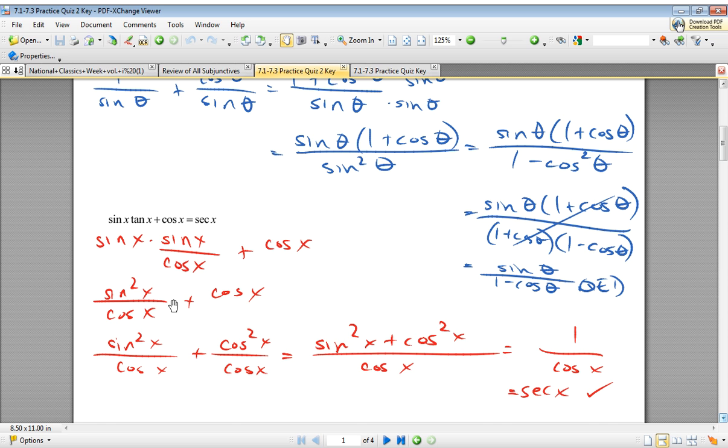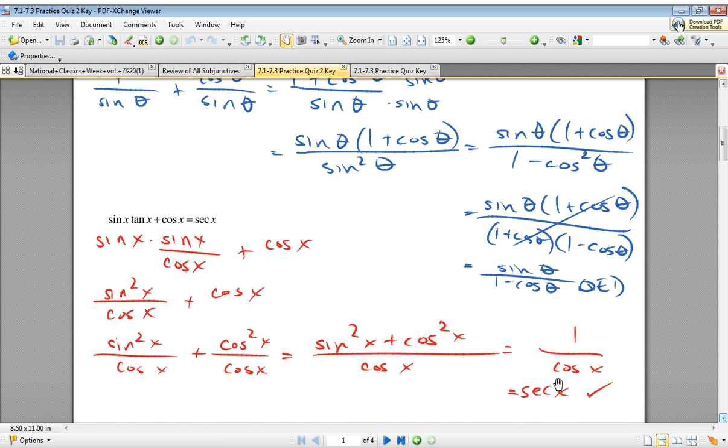We have fractions. Let's get a common denominator. So multiply by cosine over cosine, and we'll get cosine squared over cosine. We have the common denominator. So we have sine squared x plus cosine squared x all over cosine. The numerator simplifies to 1. The denominator stays the same. Using reciprocal identities, this will be secant x, which again is what we were trying to do.